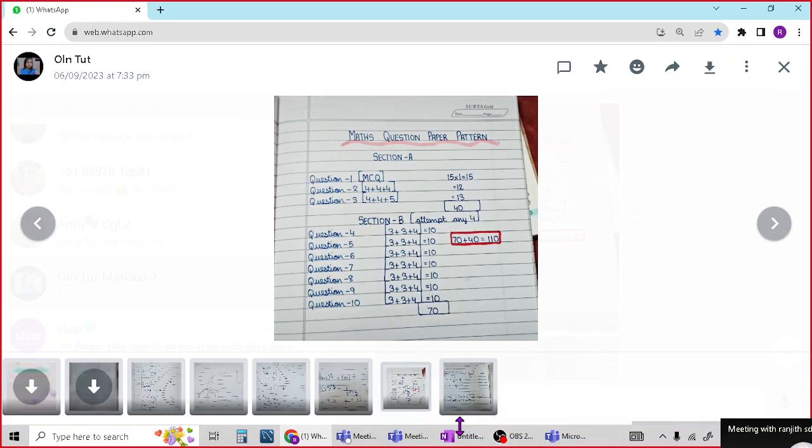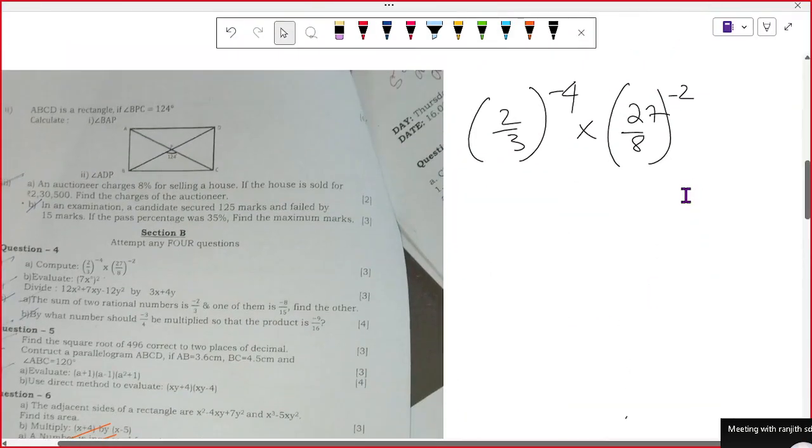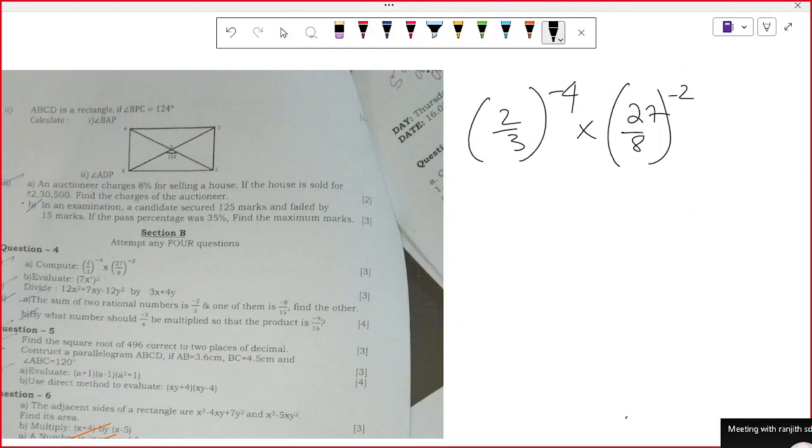So can you first... First, want me to do this? What's the first step? If it's minus, you have to reciprocate what? Sir, we reciprocate the bases, sir. After reciprocating the bases, we get 3 by 2 multiplied by 8 by 27.